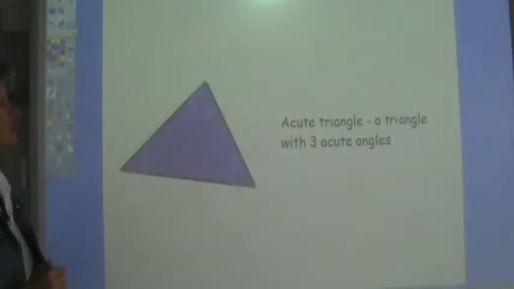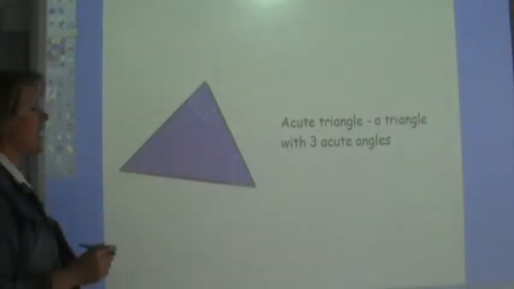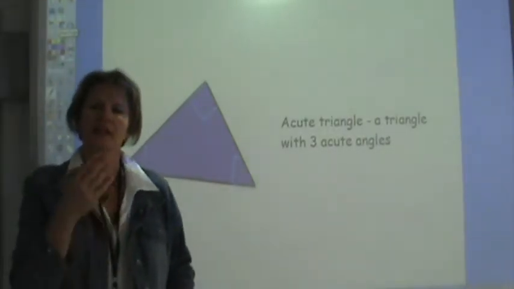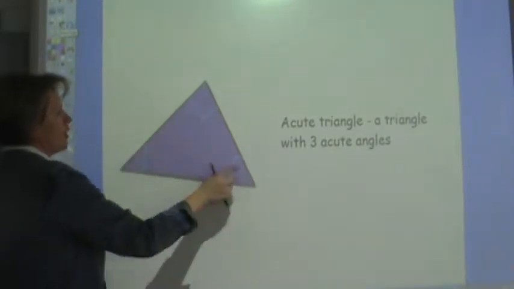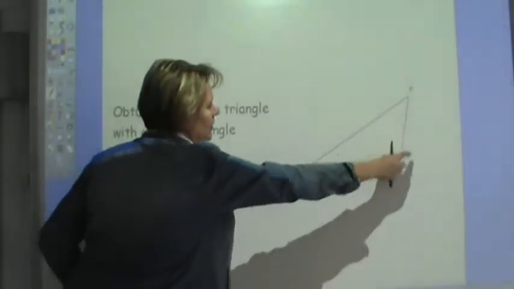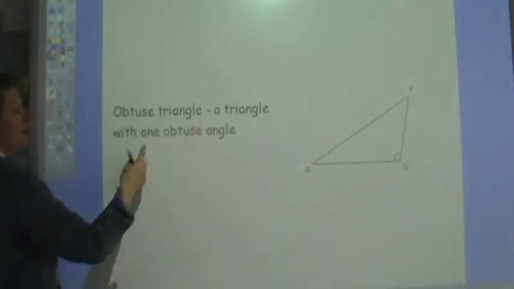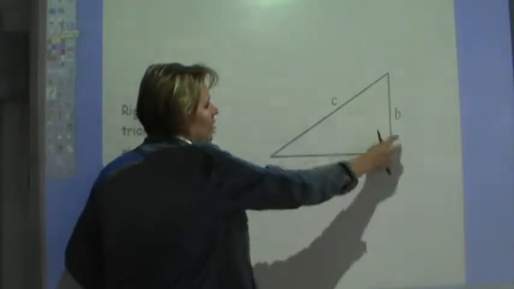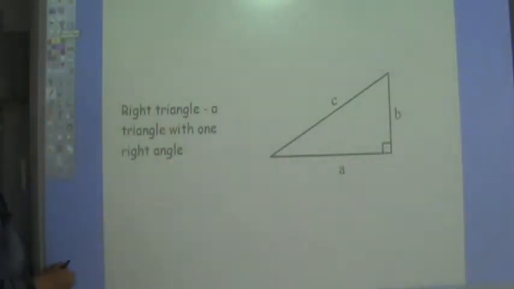An acute triangle is a triangle with three acute angles. Every triangle has two acute angles. What defines the triangle is that third angle. So if all three of them are acute, it's an acute triangle. If two of them are acute and one is obtuse, then it's an obtuse triangle. And if two are acute and one is right, then it's a right triangle.